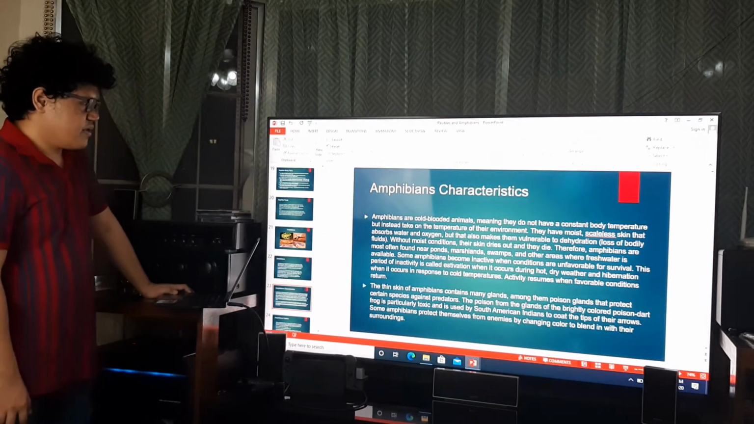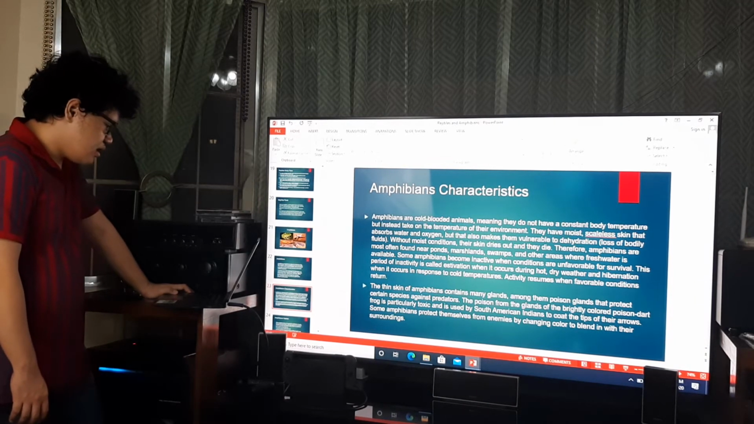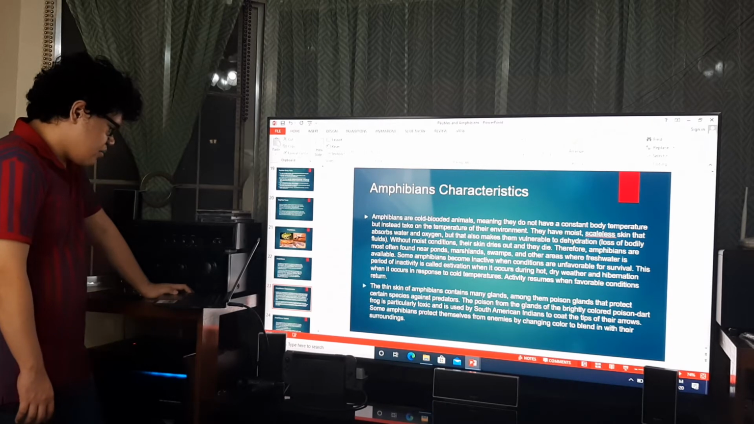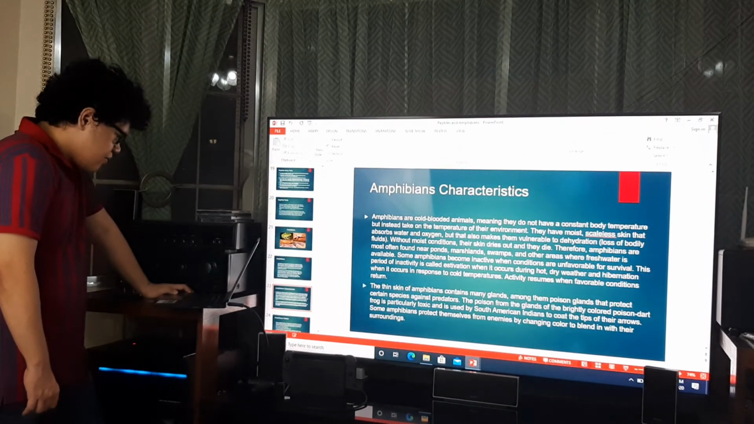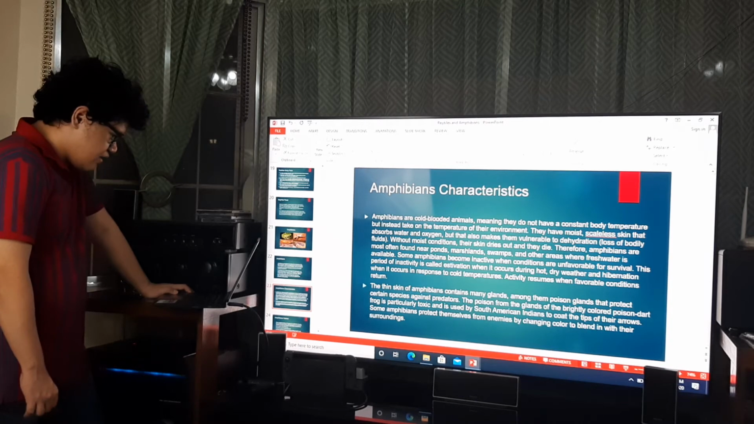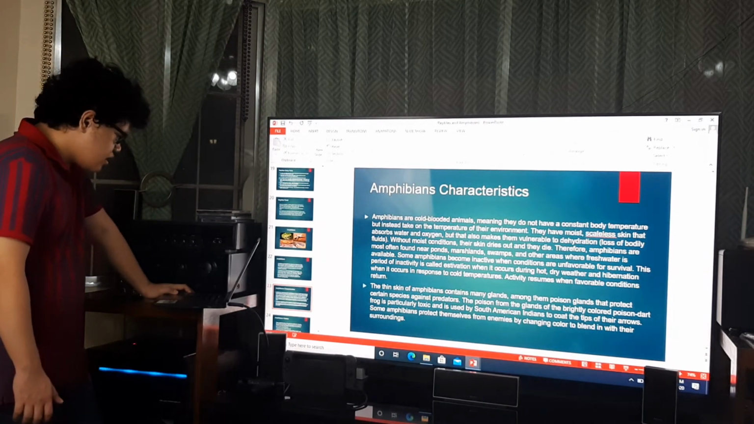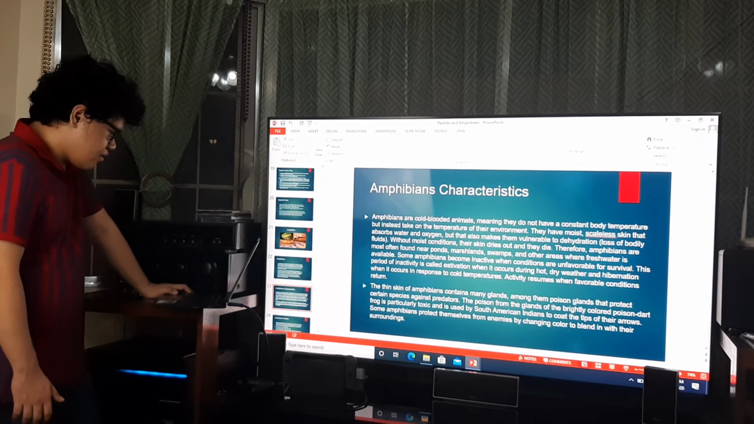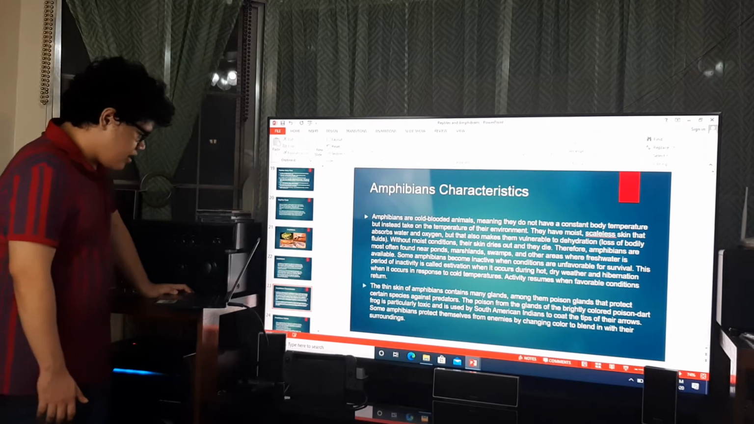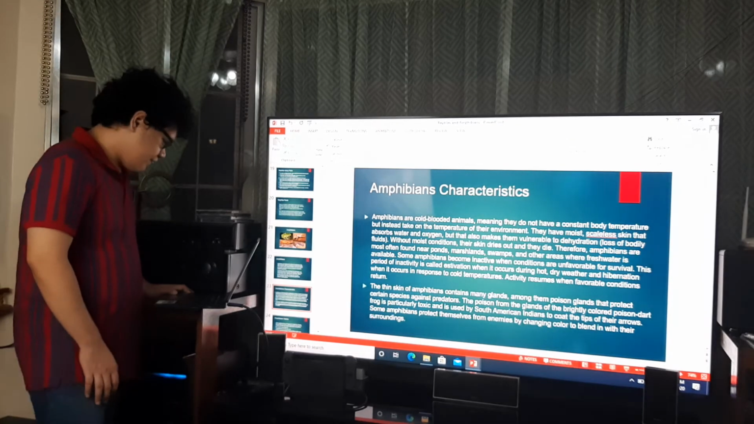The characteristics of amphibians. Amphibians are cold-blooded animals, meaning they do not have a constant body temperature but instead take on the temperature of the environment. They have moist, scaleless skin that absorbs water and oxygen, but that also makes them vulnerable to dehydration, loss of bodily fluids. Without moist conditions, their skin dries out and they die. Therefore, amphibians are most often found near ponds, marshlands, swamps, and other areas where fresh water is available.